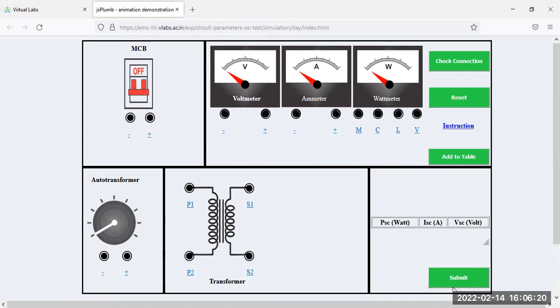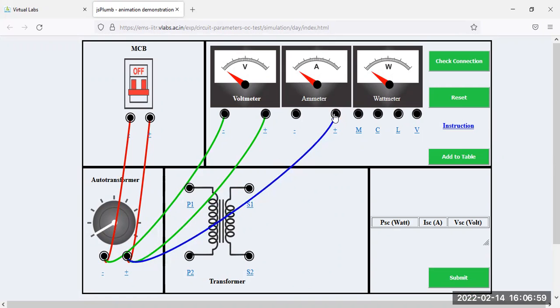Yeah. So now you can connect all the instruments in the same manner. That means from the positive polarity of this MCB to the positive polarity of this auto transformer, and negative polarity from this MCB to the negative polarity of this auto transformer. And for the measurement of this voltage, you may connect this voltmeter, positive to positive and negative to negative. And from this point to the ammeter positive terminal, and the negative terminal of this ammeter is connected to the M terminal of the wattmeter.